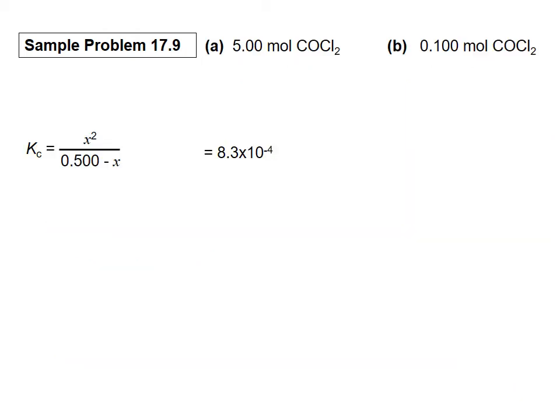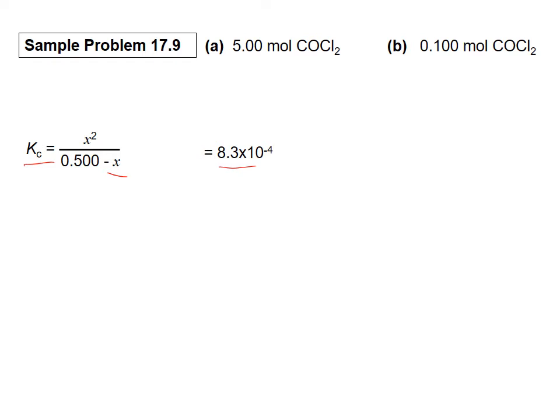Here is the equation again. Kc, which is 8.3 times 10 to the minus 4, equals x squared divided by 0.5 minus x, and we want to solve for x. Before we use the quadratic formula, as we will do later, let me first introduce a trick that turns out to be very useful.